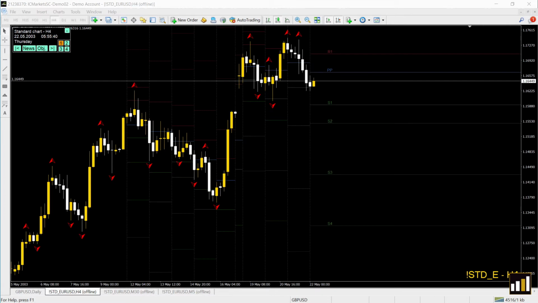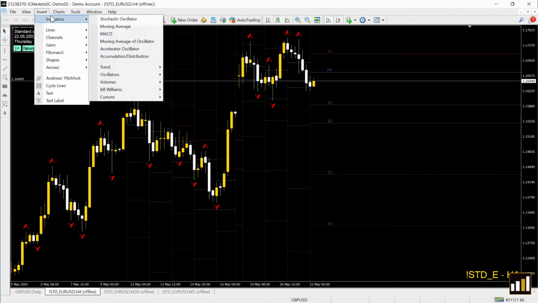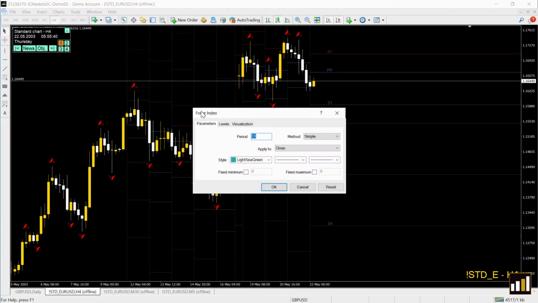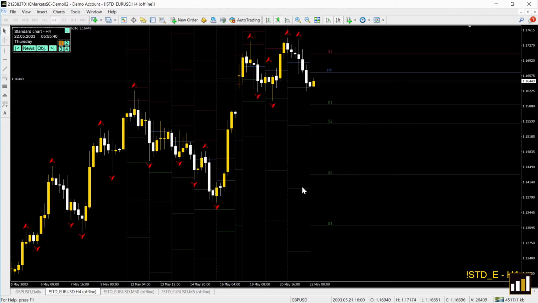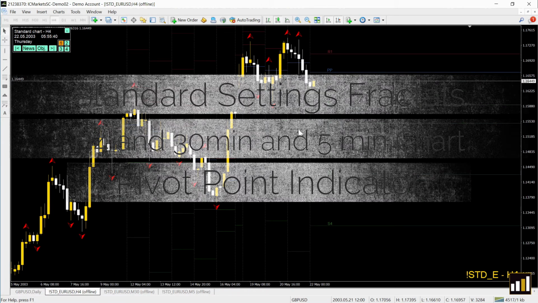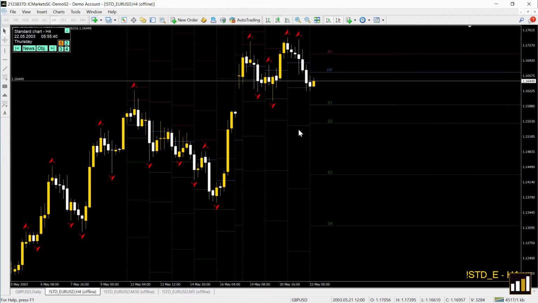What we're going to use is the fractals. That's Bill Williams. Let me just show you what it is. You go to Insert, Indicators, Bill Williams, and then it's just Fractals. You can just leave it as it is. That's fine. Also, if you can get yourself a pivot indicator, these are floating around the internet all over the show, so we don't have to worry too much about that.